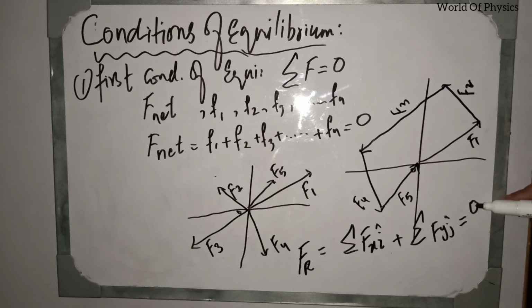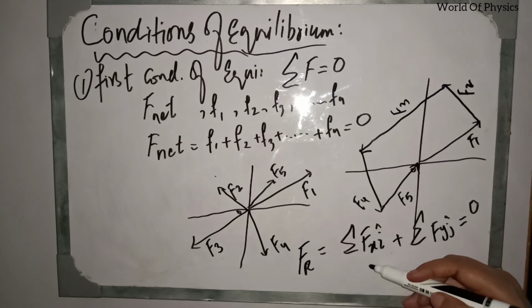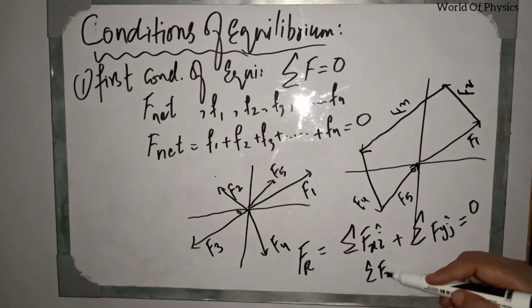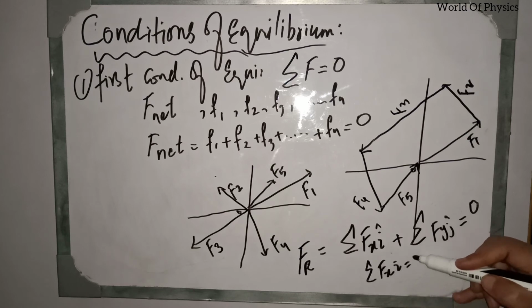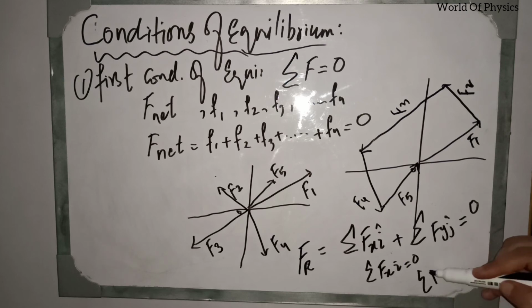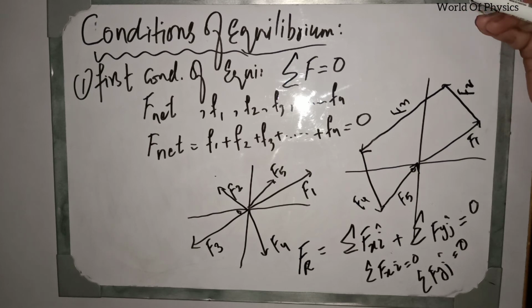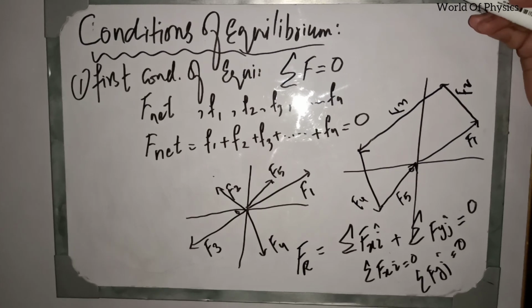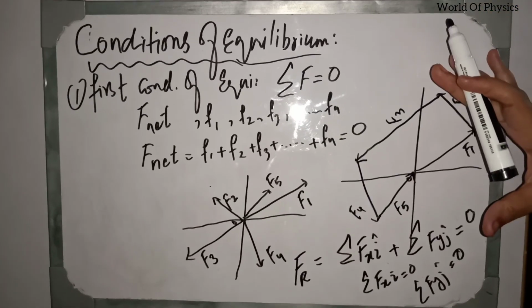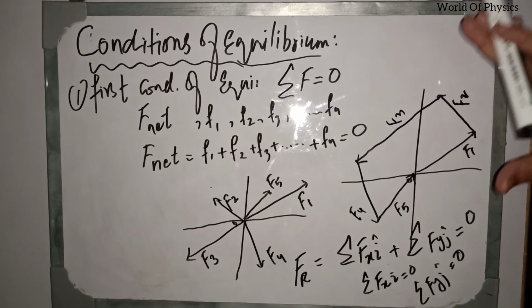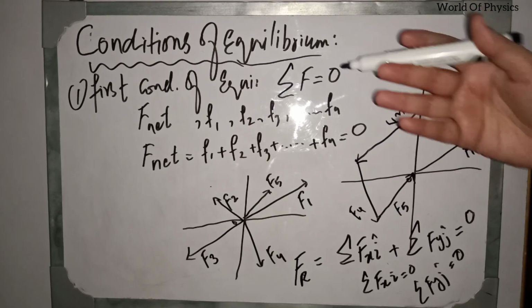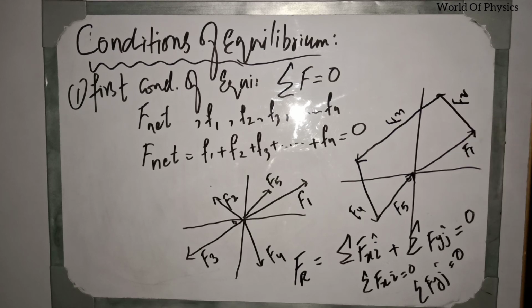If this sum is equal to 0, it means the sum of all x components individually should be equal to 0, and the sum of all y components individually should also be equal to 0. So in this way we can define the first condition of equilibrium, that when the vector sum of all the forces acting on a body is 0, then the first condition is satisfied. For example, here we have taken 5 forces, but their vector sum is equal to 0.